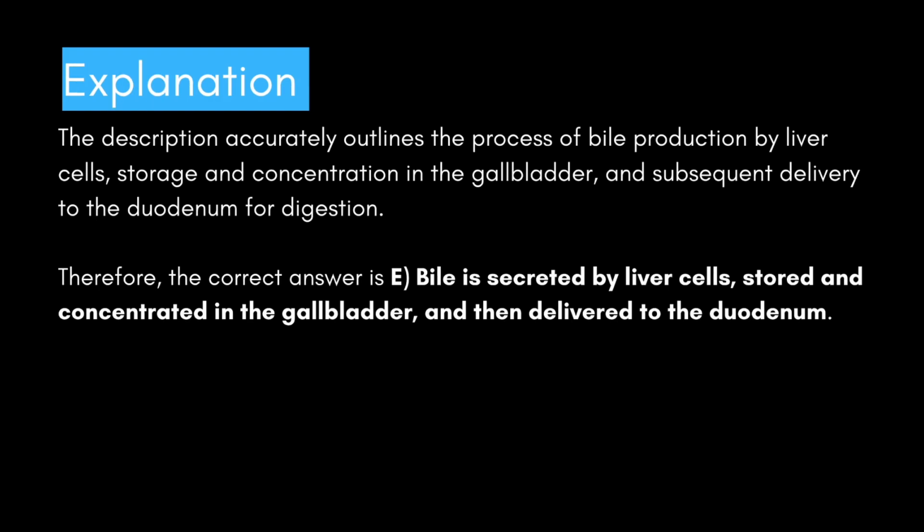The description accurately outlines the process of bile production by liver cells, storage and concentration in the gallbladder, and subsequent delivery to the duodenum for digestion. The correct answer is therefore E. Bile is secreted by liver cells, stored and concentrated in the gallbladder, and then delivered to the duodenum. Let's go ahead and take a look at why the other answer choices are incorrect.